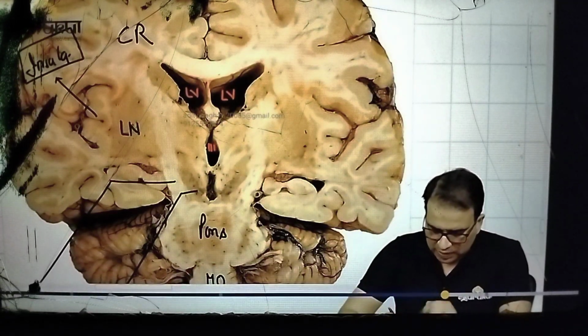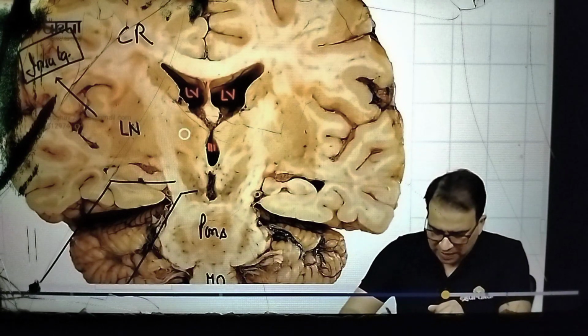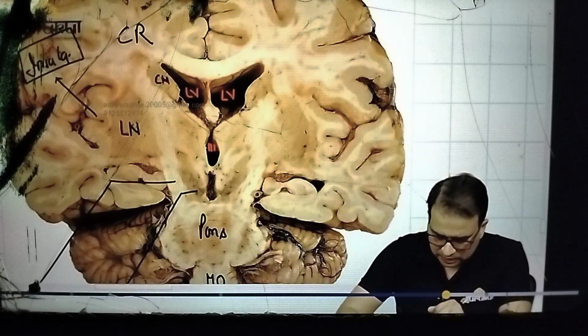So lateral to the internal capsule is what? Lentiform nucleus. What about medial? Medially, again, we have what? That is the caudate nucleus. And this time it's the body of the caudate nucleus. It's a coronal section, guys.